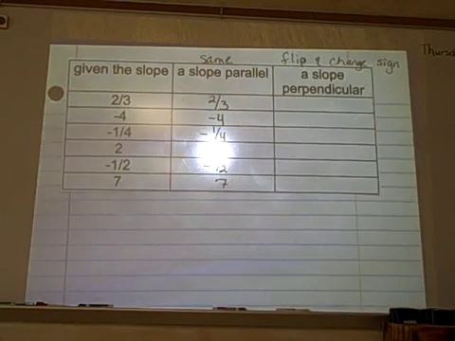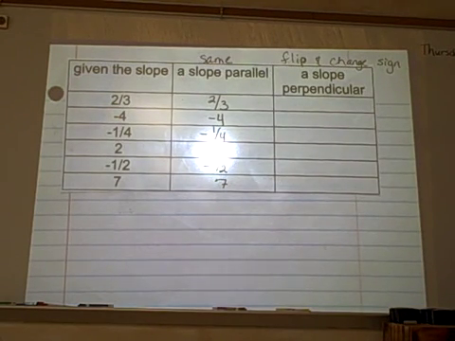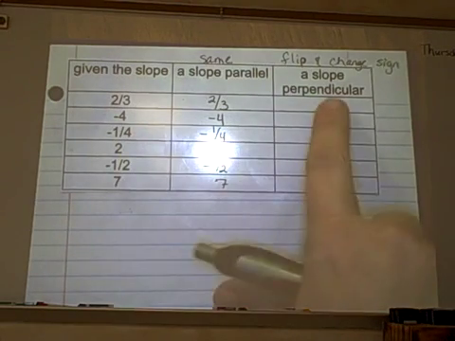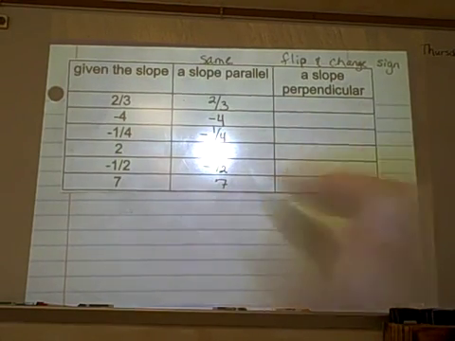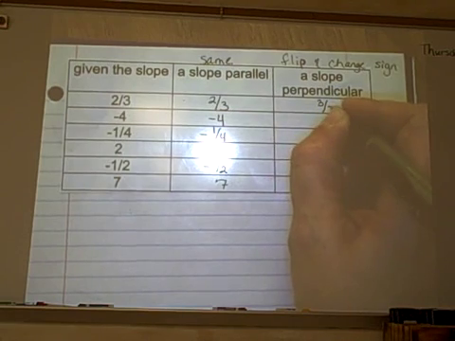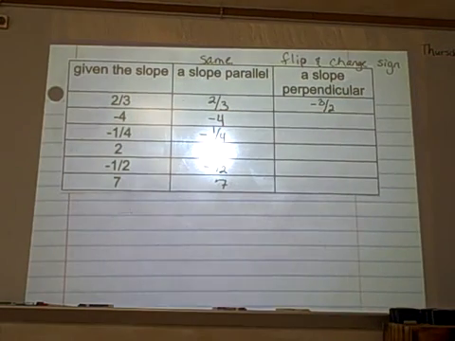Okay, now if it's perpendicular, I have to flip it upside down and I have to change the sign. So if it's positive, it becomes negative. If it's negative, it becomes positive. So what did you say? So it becomes 3/2 and it becomes negative. Yes. So you put 3/2 and make it a negative.